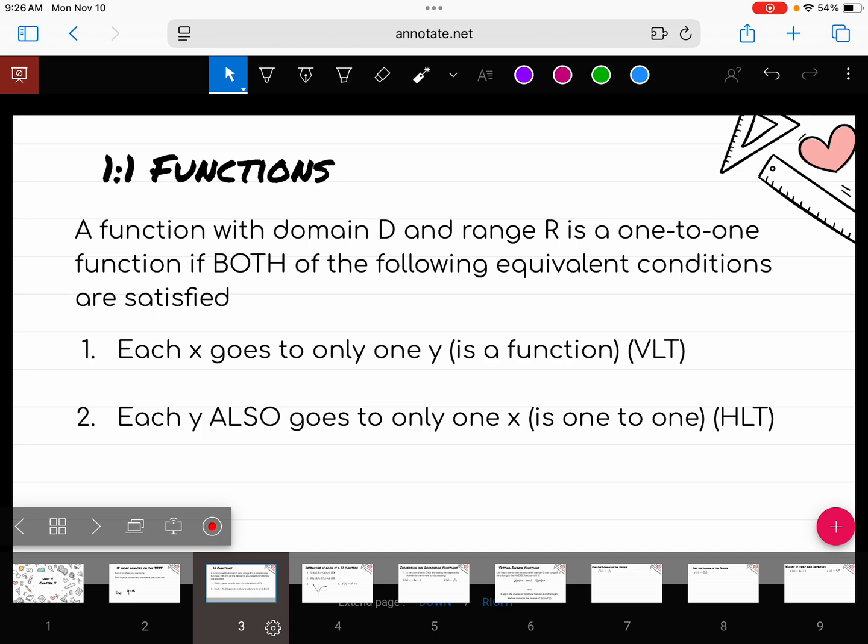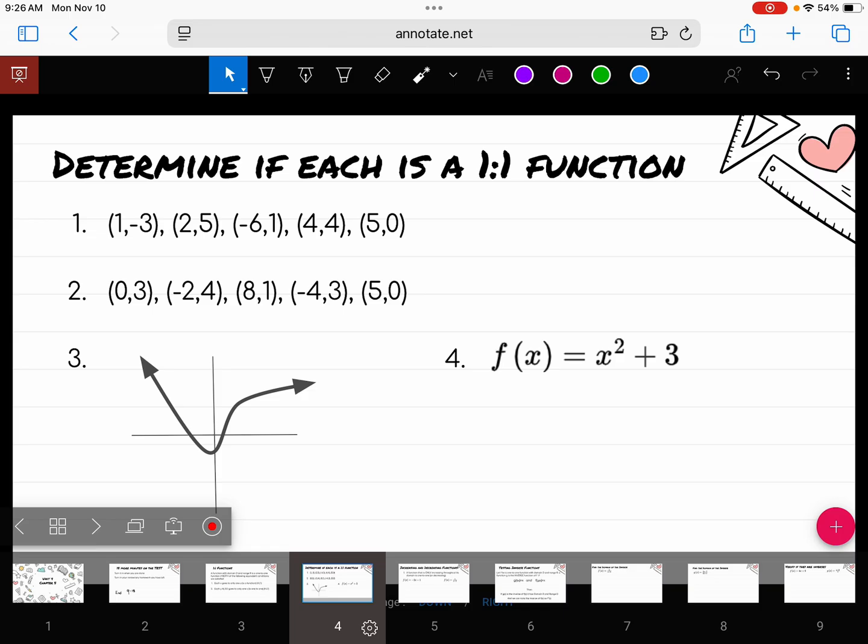So the first thing we're going to look at is how to decide if a function is one-to-one. We're going to look at some sets of points. This is the only set of points we're going to have. I'm not going to make you write down the billions of sets of points. And we're going to look at this graph and this equation so we can see if these are functions and if they are one-to-one functions.